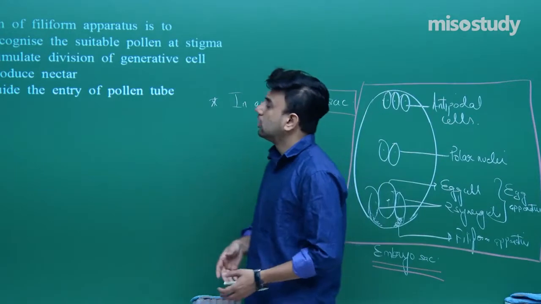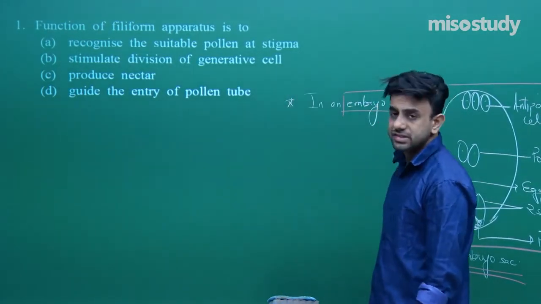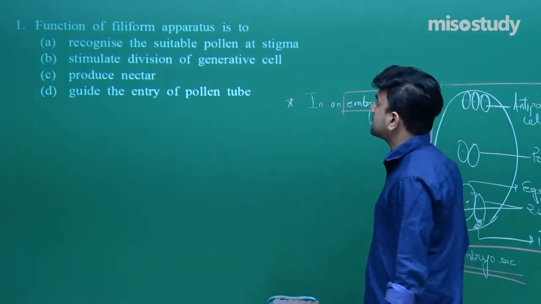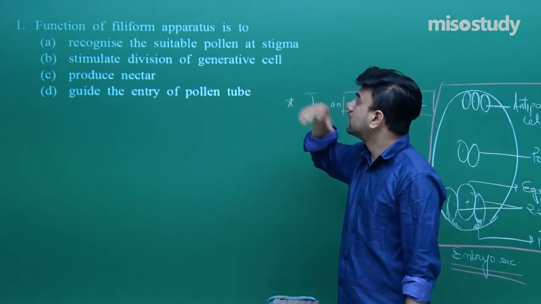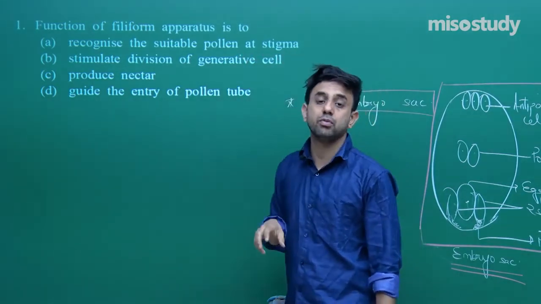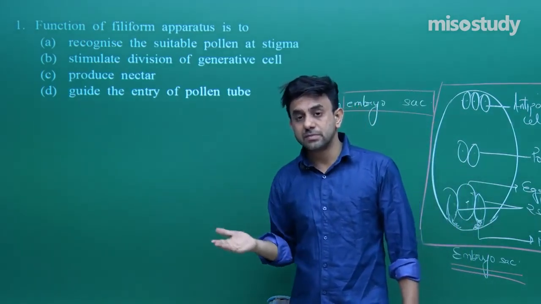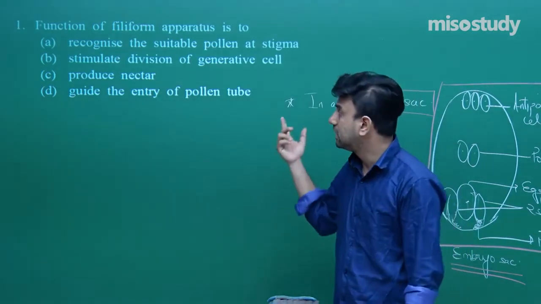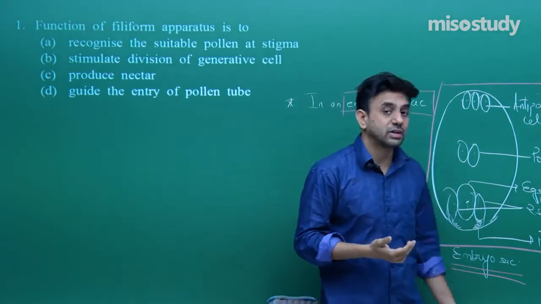Right. So the first option says the function of the filiform apparatus is to recognize the suitable pollen at the stigma. Absolutely, this makes no sense. This is talking about how viable the pollen grain is, because when the pollen grain comes after pollination to the stigma, only if it belongs to the same species will it germinate. Otherwise, germination of the pollen on the stigma will not take place. That has nothing to do with the filiform apparatus, which is formed much below, after fertilization.